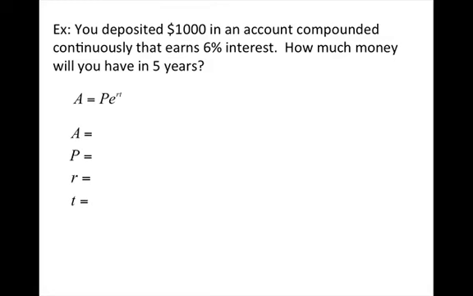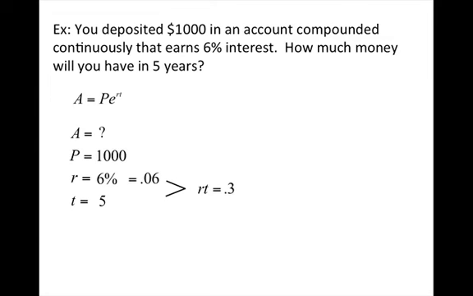In this problem, A is my final amount, and that's what I'm being asked for. P is my principal, which was the $1,000. R is my interest rate, the 6%. If I divide that by 100, I get 0.06. T is my time in years, and it was 5 years. This time my exponent was RT, so I want to go ahead and multiply the R and the T before I plug this into my formula. If I multiply R times T, the 0.06 times 5 is 0.3.